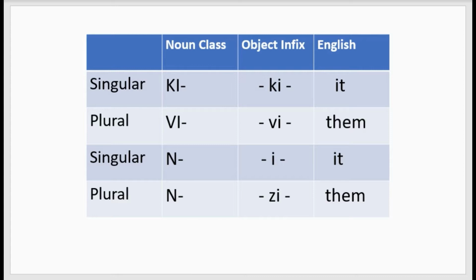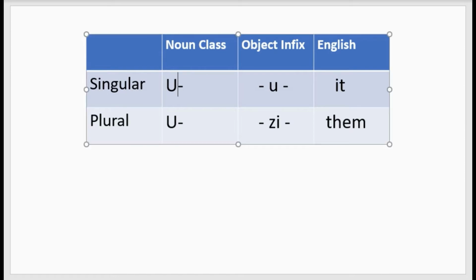Now for the ki class singular, we use ki as an object infix, which means it. And for the vi noun class plural, we use vi as an object infix. For noun class n singular, we use i, which means it. And for noun class n plural, we use zi, which means them. All these object infixes appear between the tense marker and the verb.